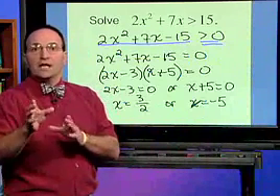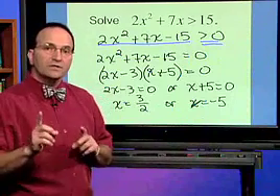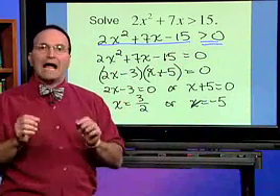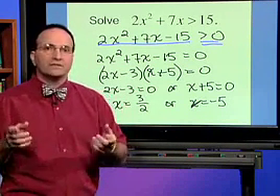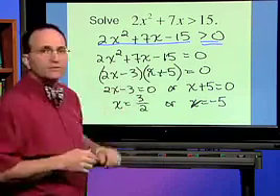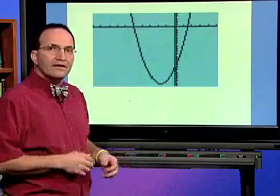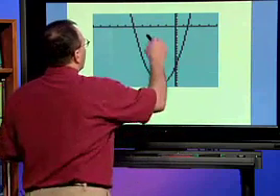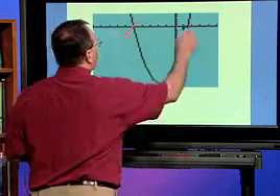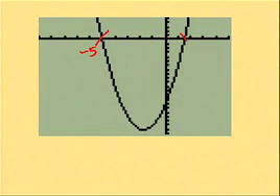Now what we need to do is examine the graph. And we want to know, again, when is this graph above the x-axis? When is it greater than 0? That is to say, when it is positive. So let's take a look at the graph. Here we have the graph. And what we know is that this is our x-intercept of negative 5. This is our x-intercept of 3/2. And we're interested in the section that it's above the x-axis. That is, the y values are positive.